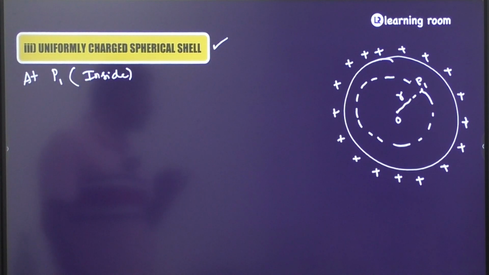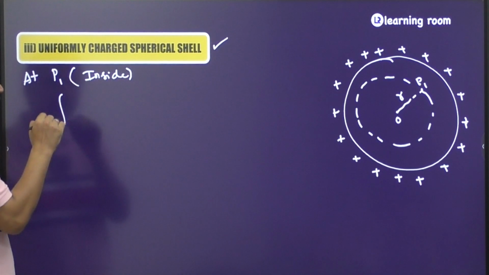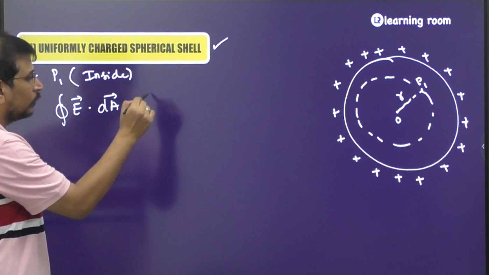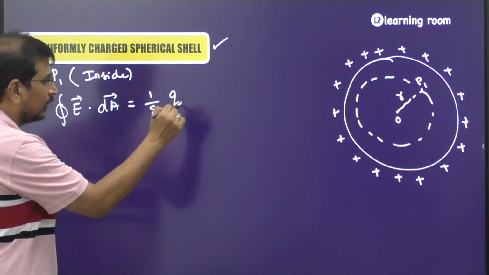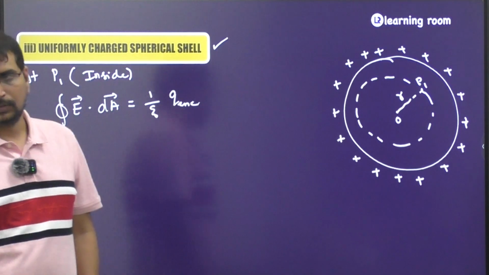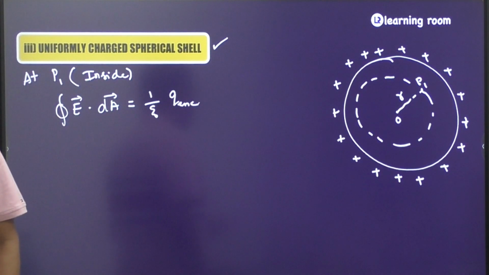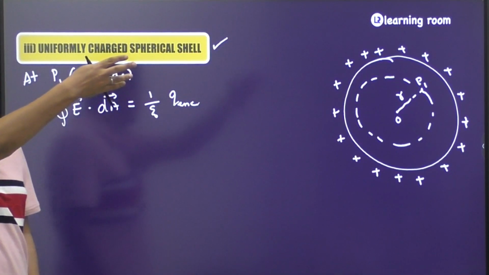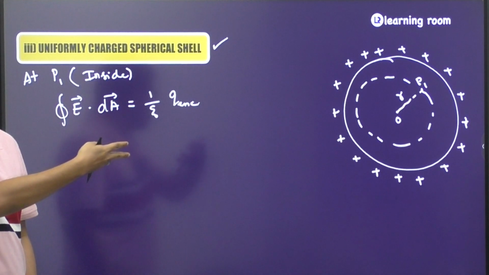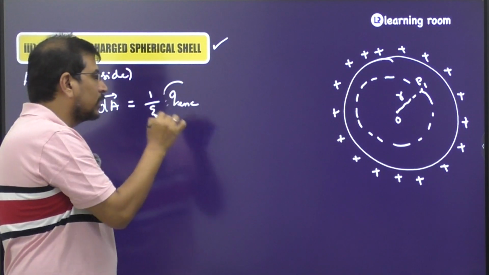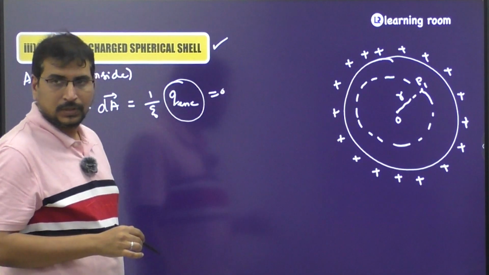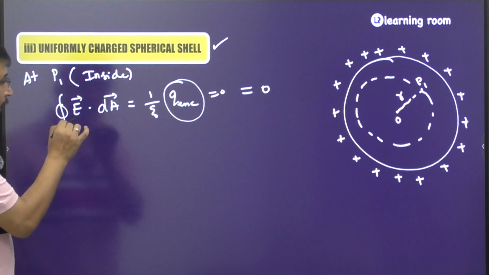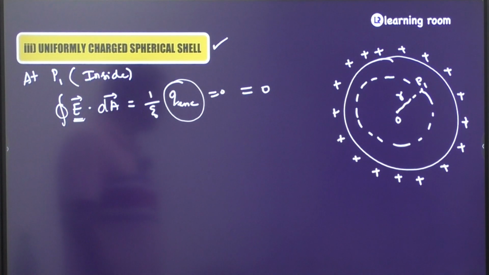Here, I'll directly apply the Gauss law. So the closed integral of E vector dot dA vector is equal to 1 by epsilon naught times the charge enclosed by the Gaussian surface. Here, what is happening? Whatever charge you give is not sitting inside, it's sitting only on the surface. So what is the charge enclosed within? The charge enclosed is 0. So when this is going to be 0, then the electric field will also be 0.